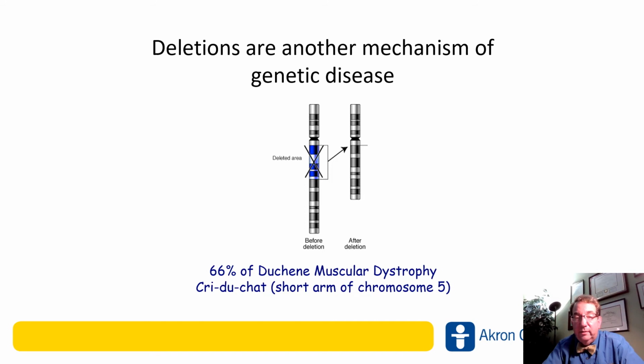And finally, deletions are another mechanism of genetic disease. If you're missing all this genetic material, you can have disease result because you're just missing a whole bunch of genes. Two-thirds of Duchenne's muscular dystrophy cases are caused by deletions. And we all have heard of cri-du-chat, where the short arm of chromosome 5 has been deleted.